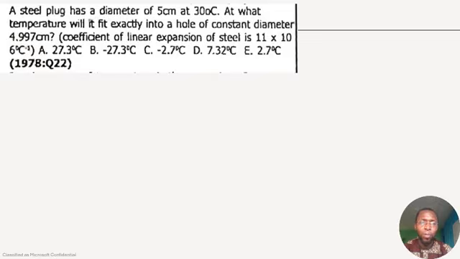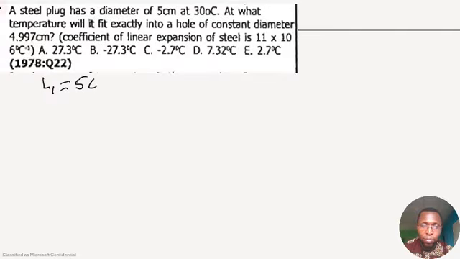Now that we've seen this question, let us take it one at a time. Let's see the question again. It said a steel plug has a diameter of 5 centimeters. So that's the original diameter of that steel. Let's call that L1, that original length is equal to 5 centimeters.